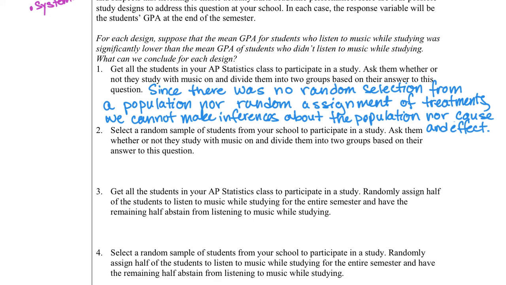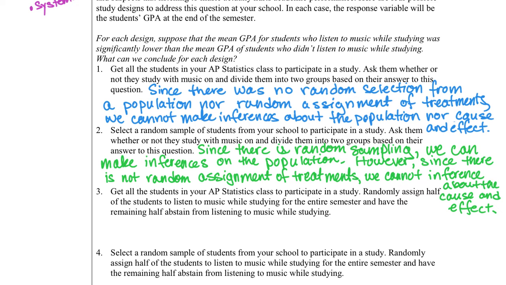Your conclusion here would be, since there was no random selection from a population nor random assignment of treatments, we cannot make inferences about the population nor cause and effect. So pretty straightforward. Why don't you go ahead and try number 2 on your own and write down your responses and then check them in just a moment.